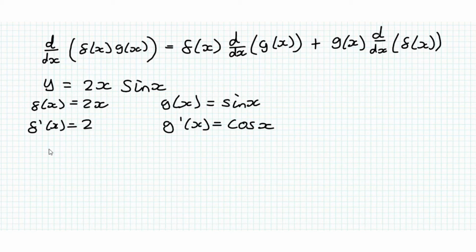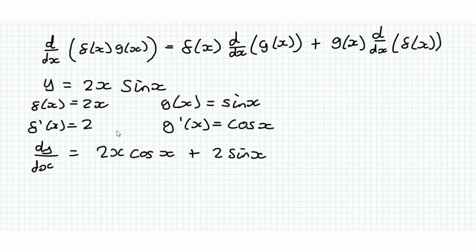Right, so now dy by dx, which is what we want, is equal to 2x cos x plus 2 sin x of x times g dash of x plus g dash of x multiplied by f dash of x. So that's a pretty simple rule.